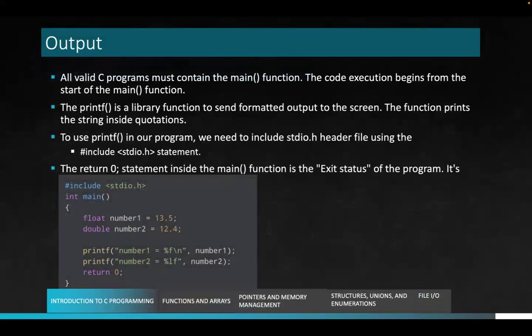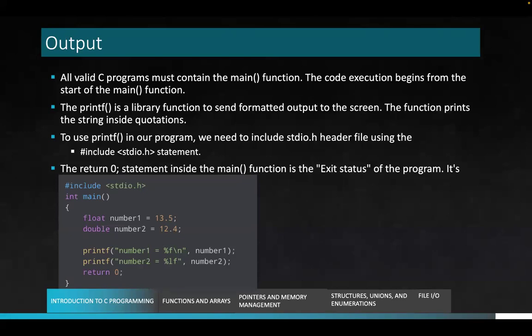All valid C programs must contain a main function. Without a main function, a C program won't start and won't execute. Whatever code you want to execute should begin inside the main function. Printf, as already said, is a library function present in the stdio.h header file. If you want to use printf, you have to include stdio.h in your inclusion list.